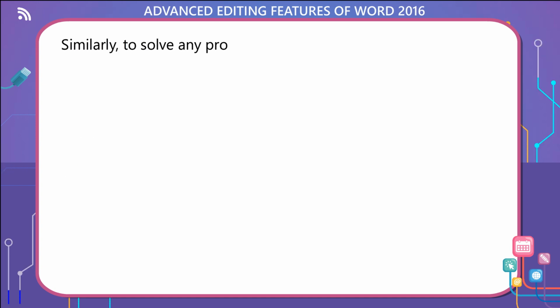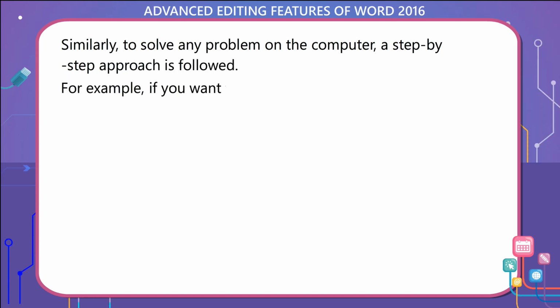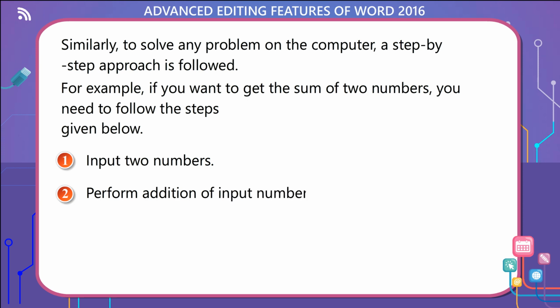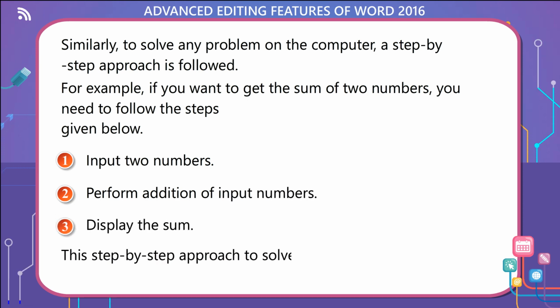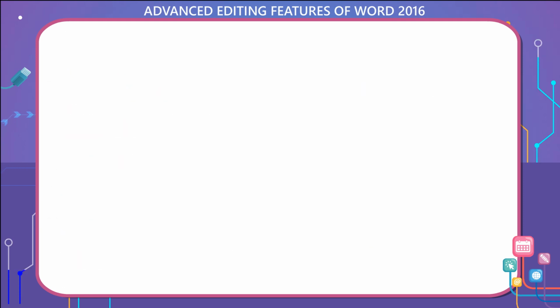Similarly, to solve any problem on the computer, a step-by-step approach is followed. For example, if you want to get the sum of two numbers, you need to follow the steps given below. Input two numbers, perform addition of input numbers, display the sum. This step-by-step approach to solve a problem is called an algorithm in computer.